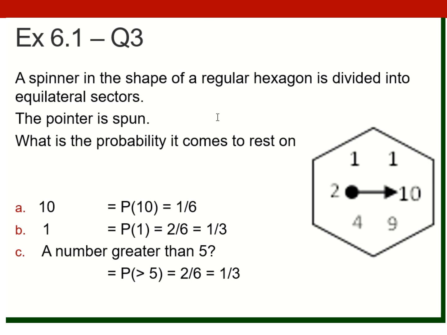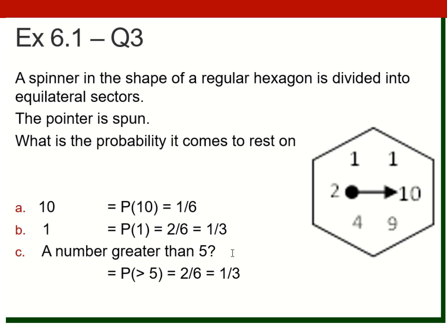Okay, a spinner divided into equal sectors. The pointer is spun. What is the probability it comes to rest on 10? 1 out of 6. What's the probability it rests on 1? 2 out of 6. Why 2? You have two equal sectors here. So 1 out of 3.